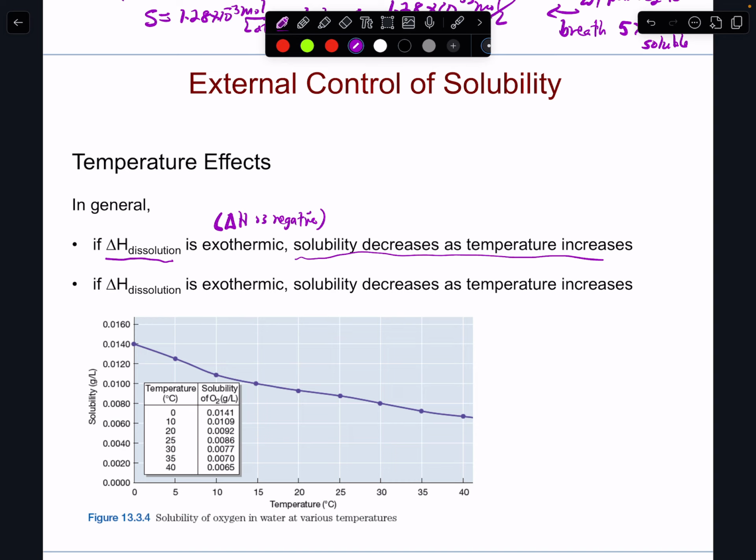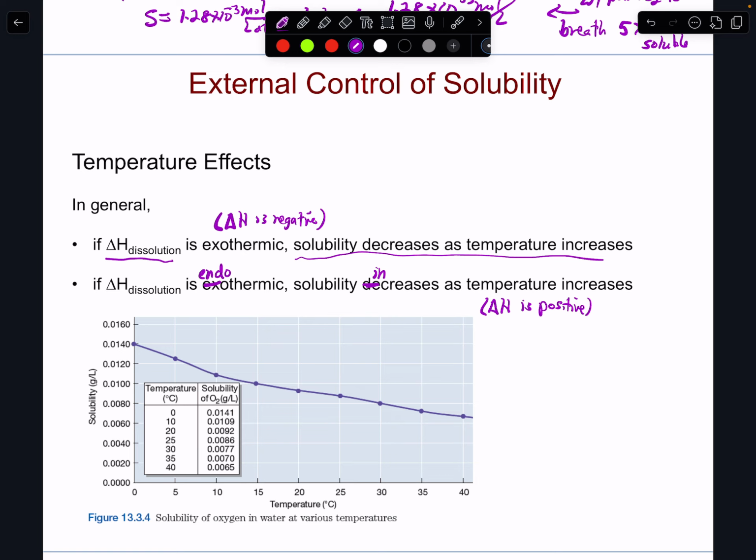If the delta H of dissolution is endothermic, so if delta H is positive, then the solubility will increase with increasing temperature.